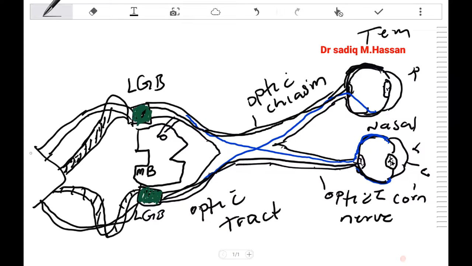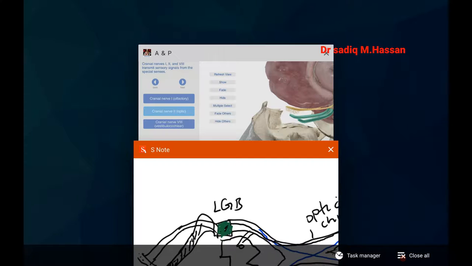And what is this? Where do they end up? This dashed space is the area of the occipital lobe which we call the calcarine fissure. So this is the visual pathway, as we see here. It is a simple diagram. I'm not good with drawings.